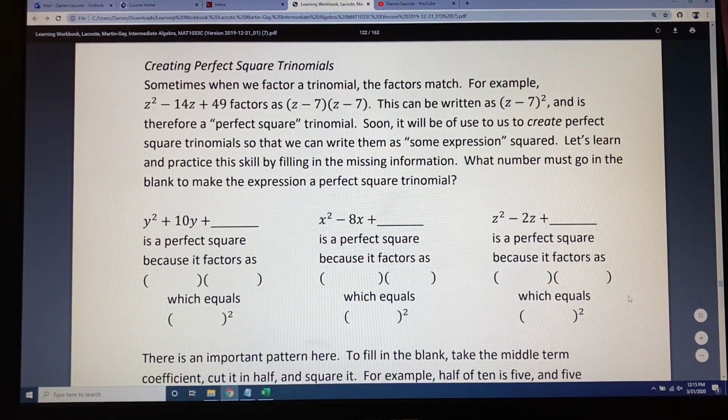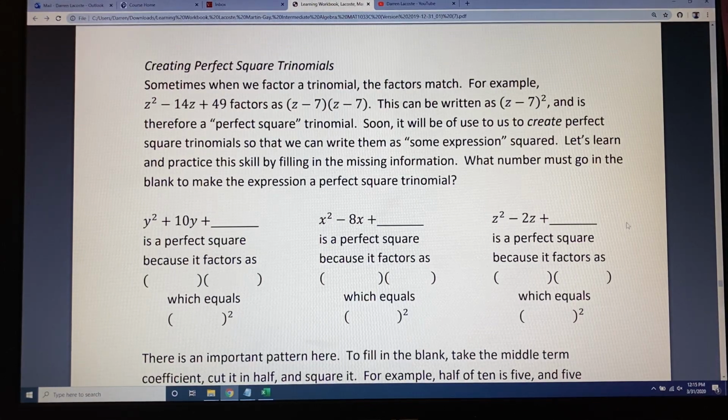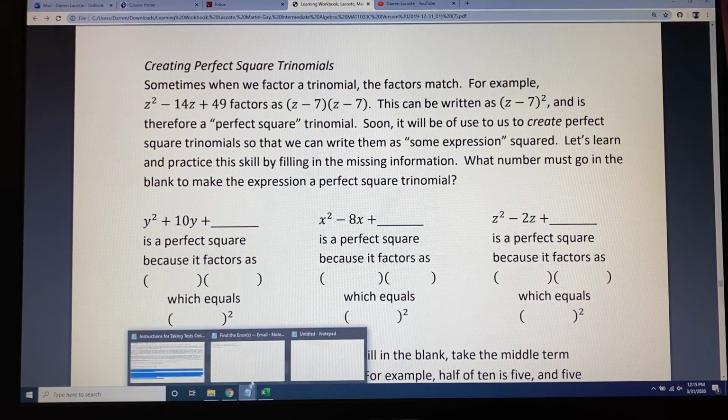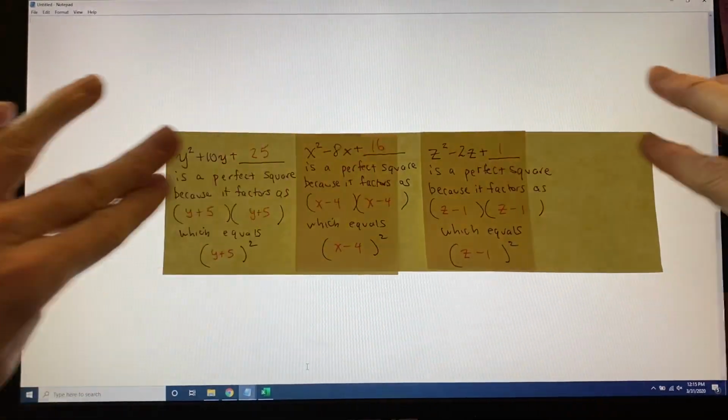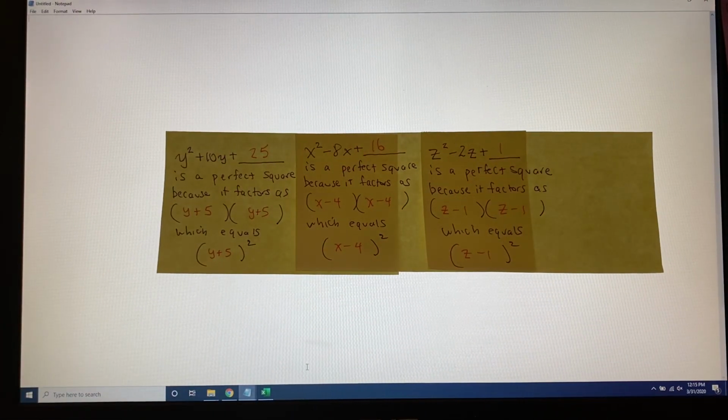Z squared minus 2z plus blank. Please pause this video and try to fill in the blanks. And our final solution. Z squared minus 2z plus 1 is a perfect square because it factors as z minus 1 times another z minus 1, which equals z minus 1 squared.